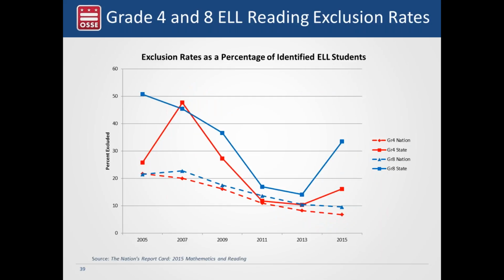Now, for the reading exclusion rates for English language learners in grades 4 and 8. Again, prior to the policy, many students were being excluded. Efforts were being made to be more inclusive after 2010, but unfortunately, there was a spike in 2015. Almost 33% of 8th grade students were excluded from taking the reading assessment.